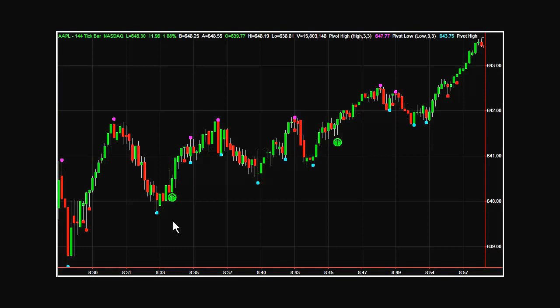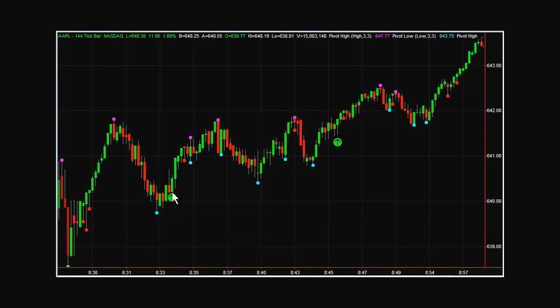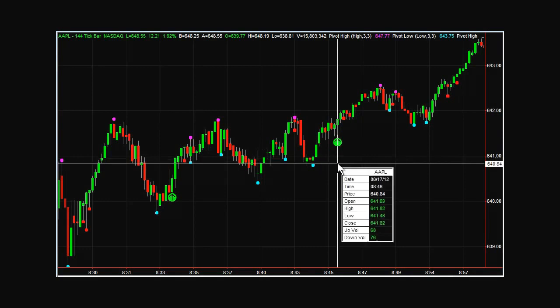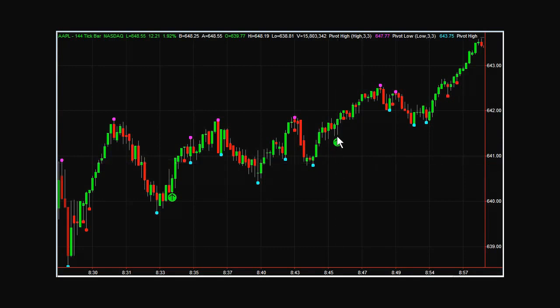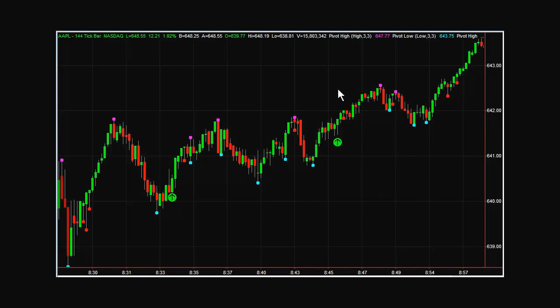So the first entry of the day, it's really active on the open, and this came at 8:34 Central. Here was a long, came in around 640 bucks, had a nice move up. You can see it got all the way up to a high of 641.80, then pulled back. Here's the second signal of the day. This came at 8:46, and it got in around 641.70ish. Had a nice little move up to 642.5, almost $1.